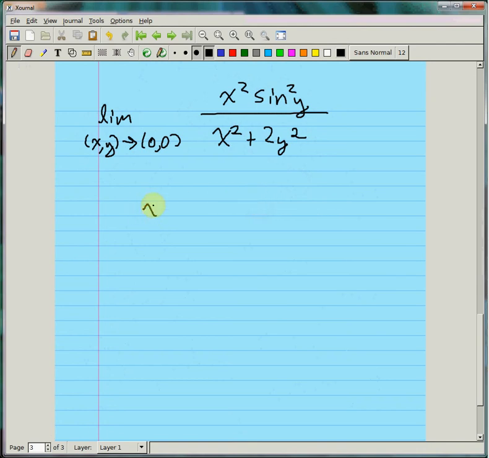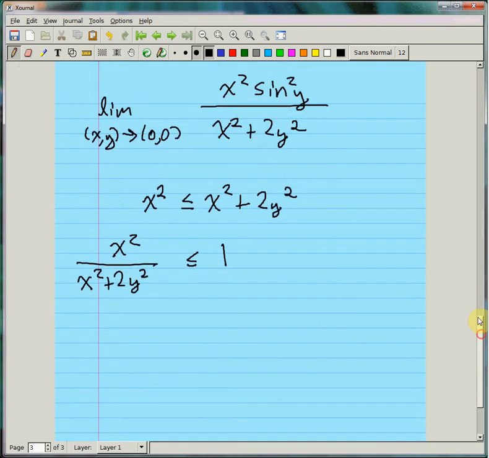So I'm trying to take something from the numerator and make an inequality with the denominator. So let's just try this. Is this true? It is true because x squared and x squared are equal, and this is going to be a positive amount, so this inequality is true. Now divide both sides of the inequality by this, and you get x squared divided by x squared plus 2y squared is less than or equal to 1.